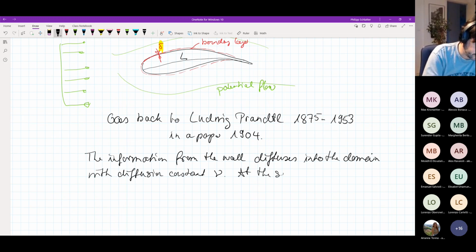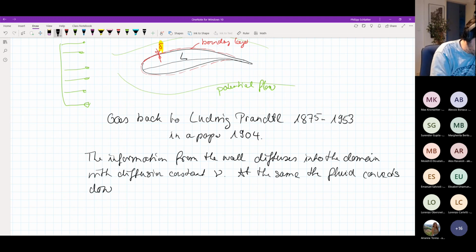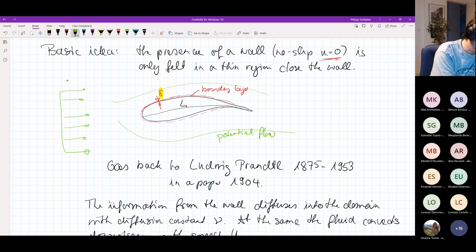So while we have this diffusion going on outwards, at the same time, we also have that the fluid convects downstream with a specific speed, let's say u infinity. I should write that so you can read it. So now let me try to explain what I mean with that. We have the free stream, now I call it u infinity.